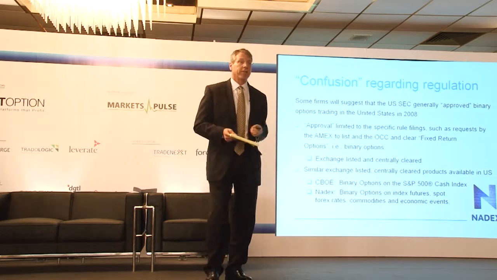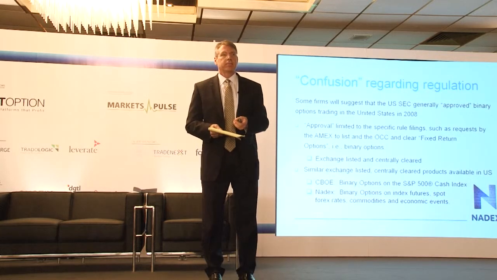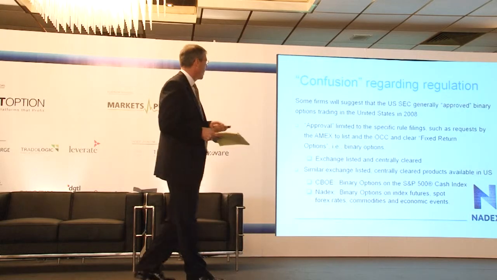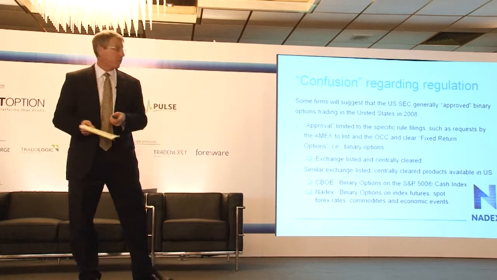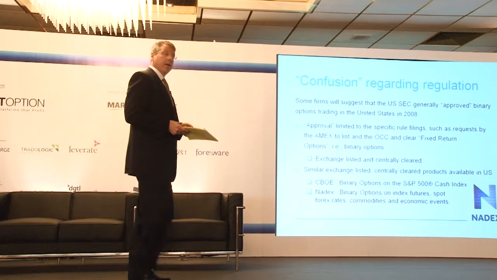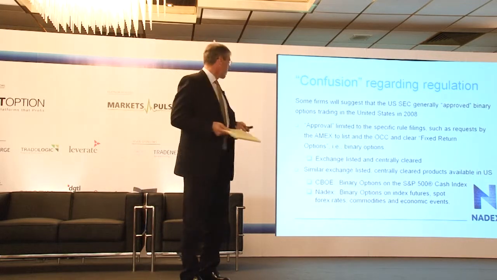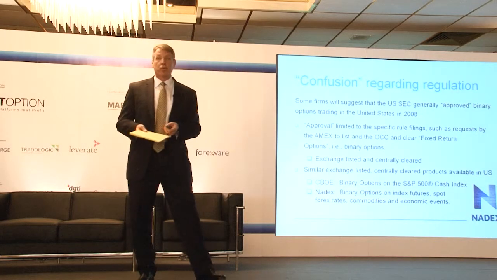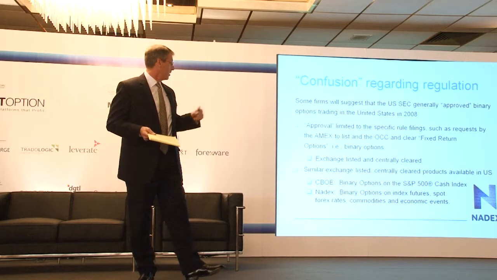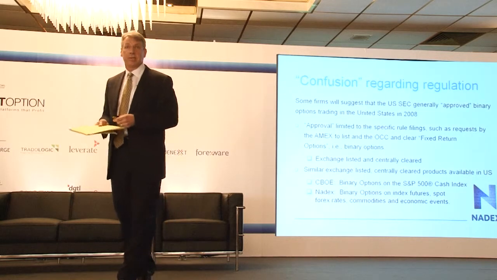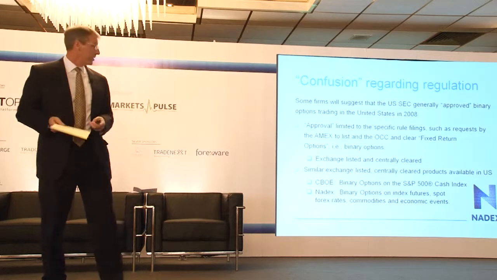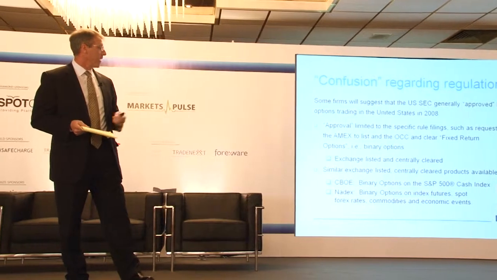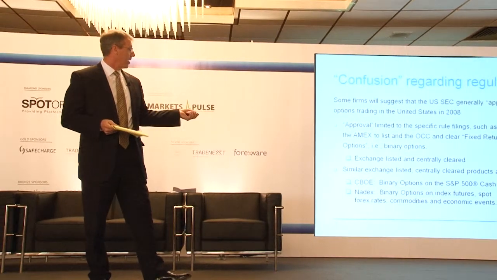That involved the fixed return options that Amex wanted to list and the OCC was going to clear. Again, other exchanges also list binary options that have been approved by the regulators. The CBOE lists binary options on the security side. It's a registered securities exchange and lists binary options on the S&P 500.